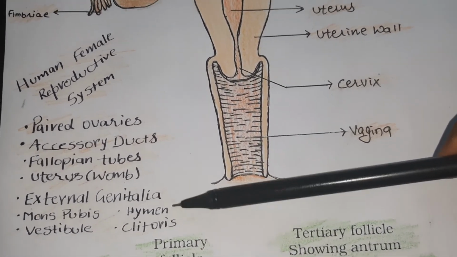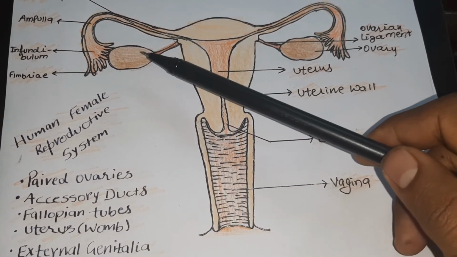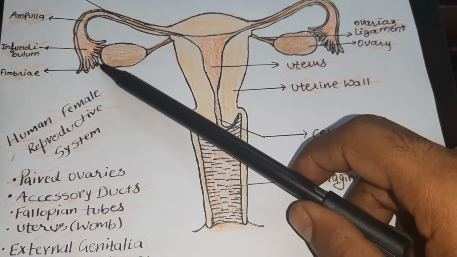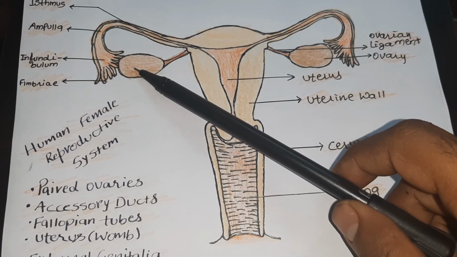So that's all about the female reproductive system. In my later videos, I will discuss oogenesis, section of ovary, and the hormones released by the ovary.